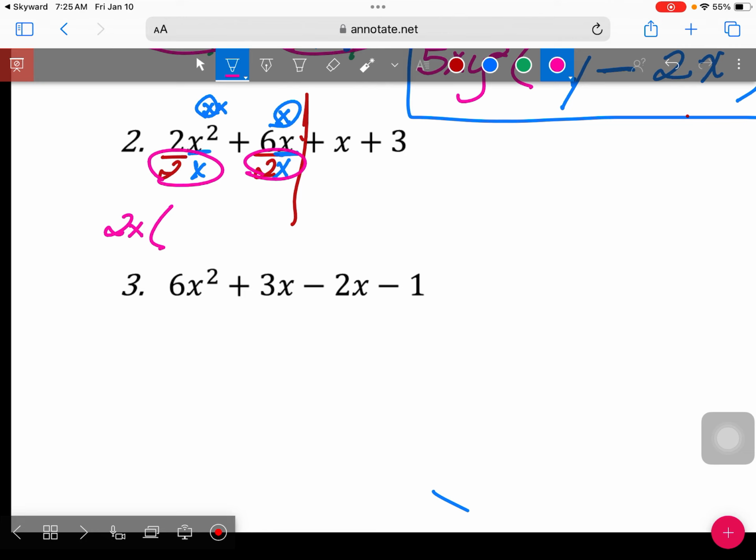Okay? If you don't have a pencil in your hand writing this down, shame on you. We're going over this together. These are points. You need to be doing this, okay?